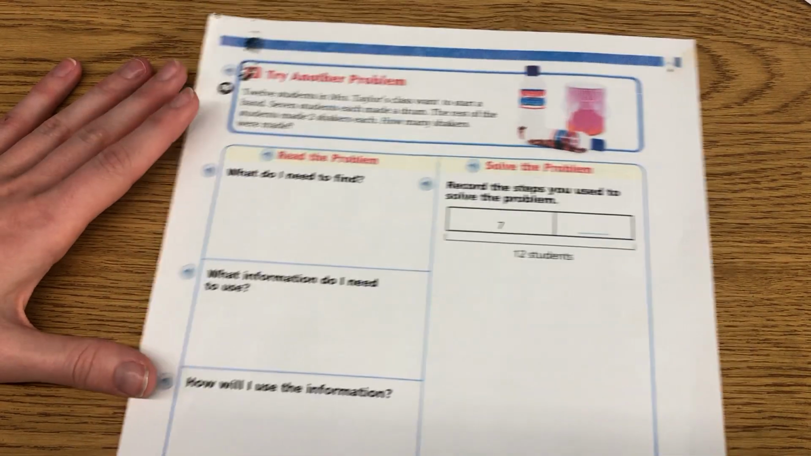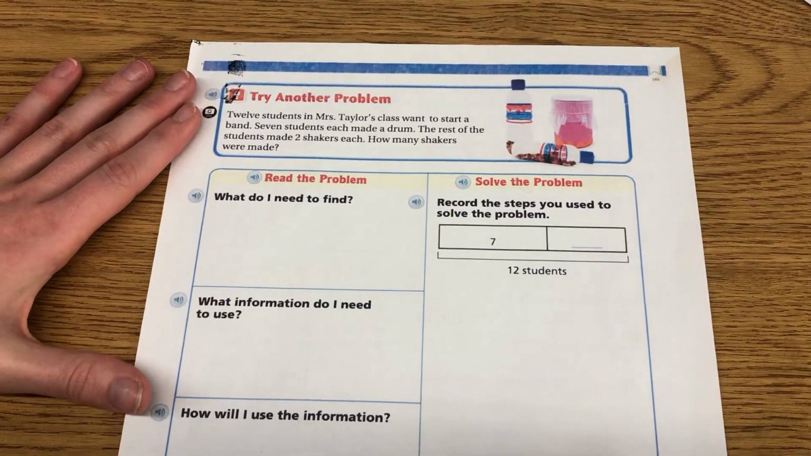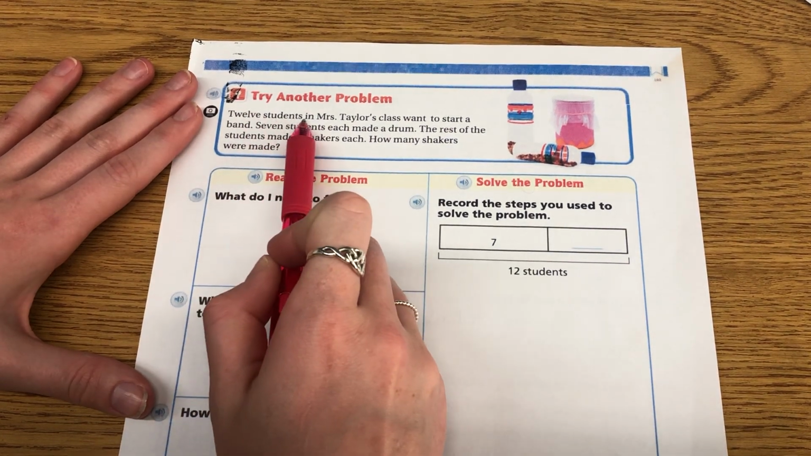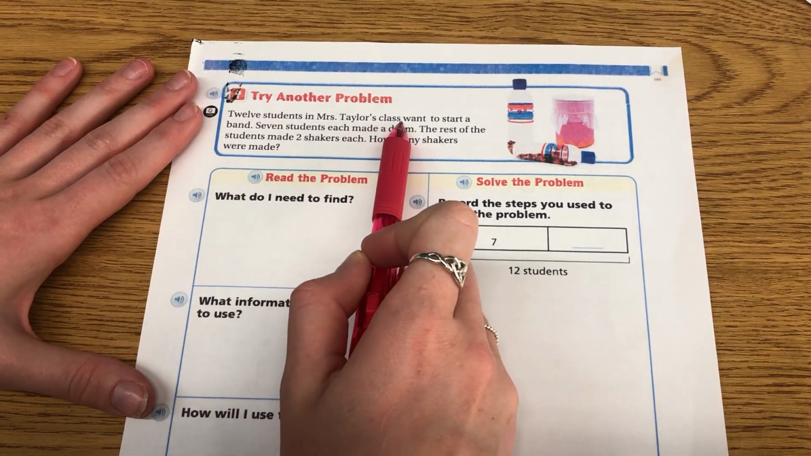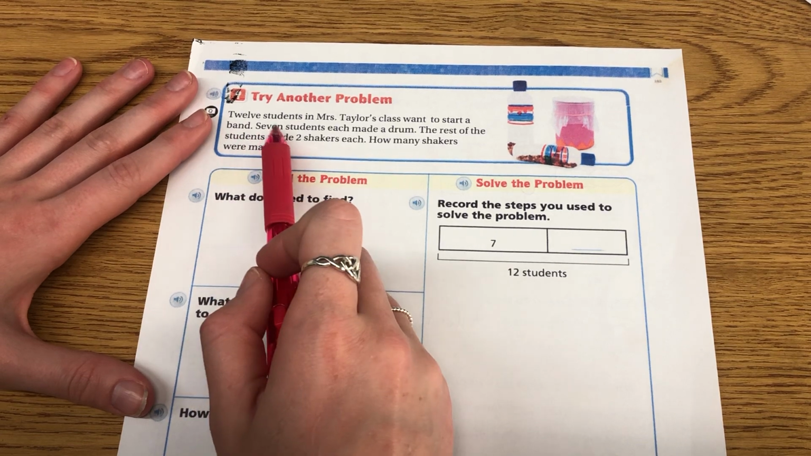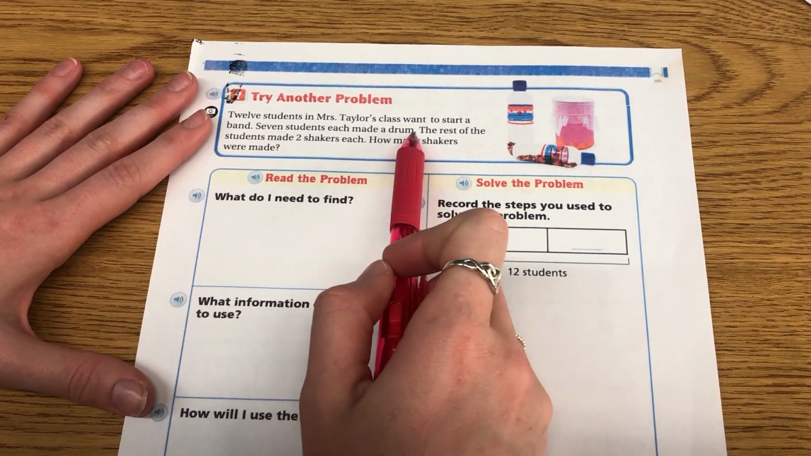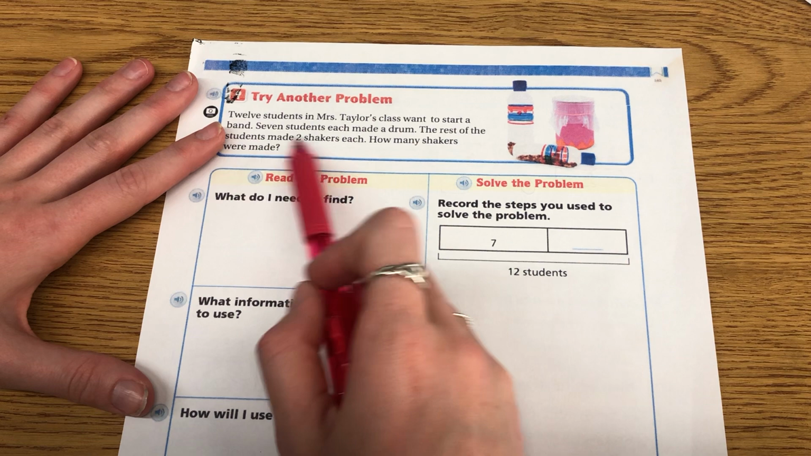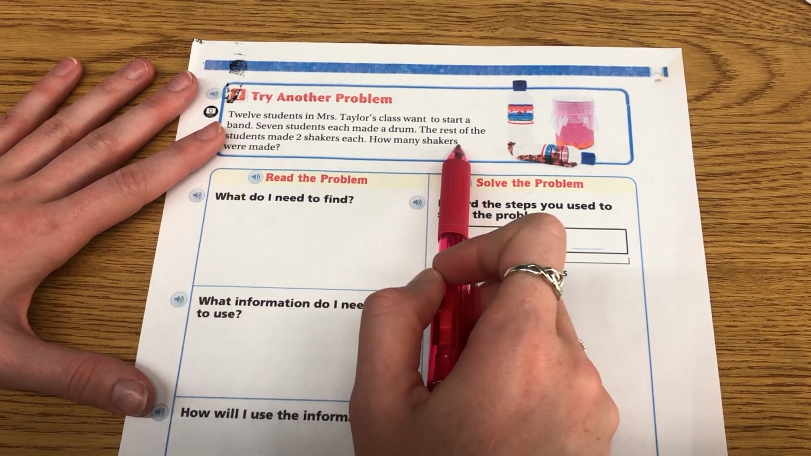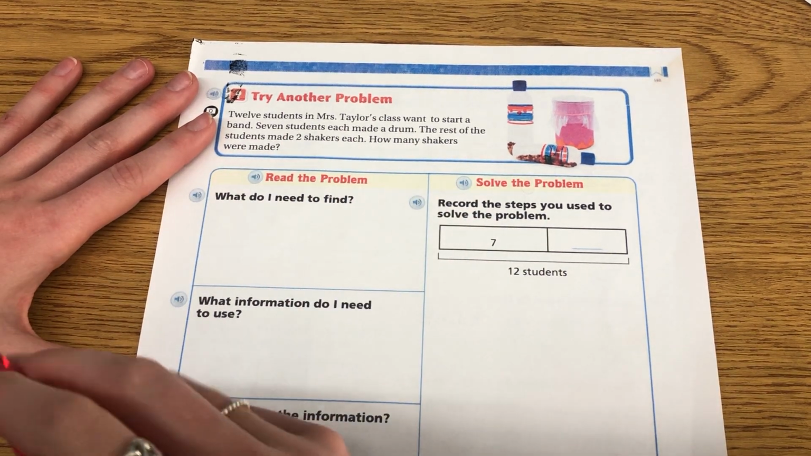Now we're going to flip the page and we're going to solve one more problem. This one says 12 students in Mrs. Taylor's class want to start a band. 7 students each made a drum. The rest of the students made 2 shakers each. How many shakers were made?